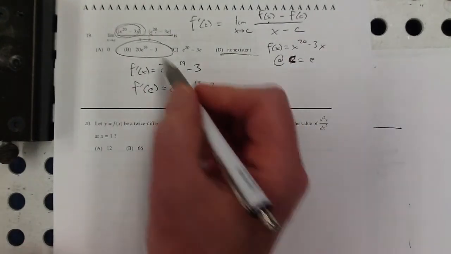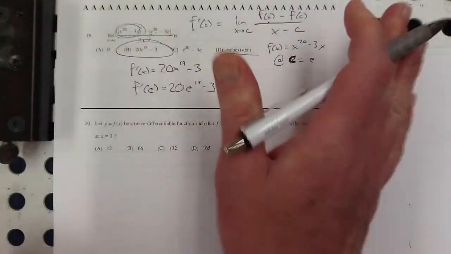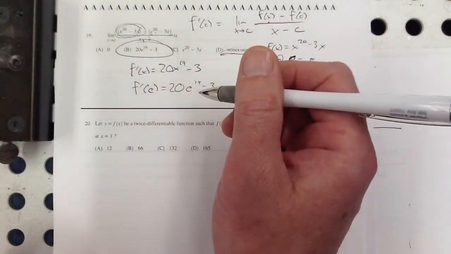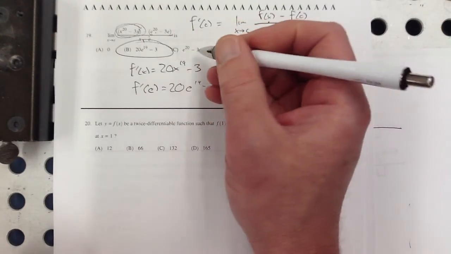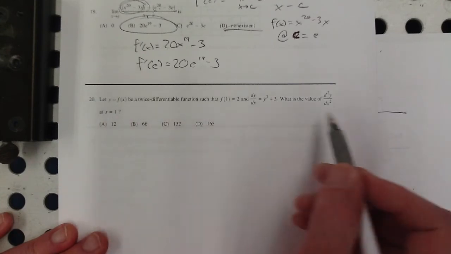Don't be a fool now. Don't be picking this because you're like, oh, 0 over 0, that's non-existent. Wrong. 0 over 0 is indeterminate. It means there's more work to do. All right. Last one for this part of the video.